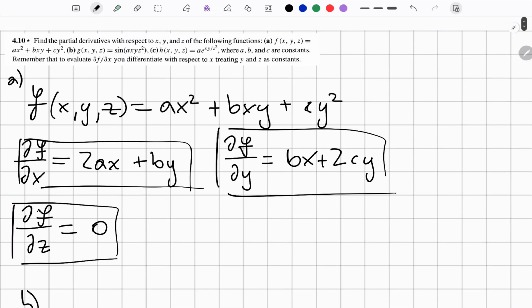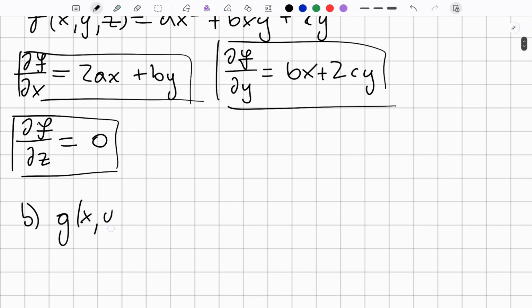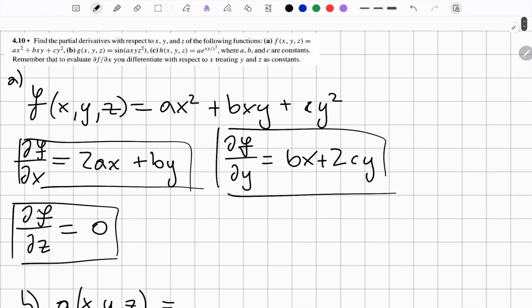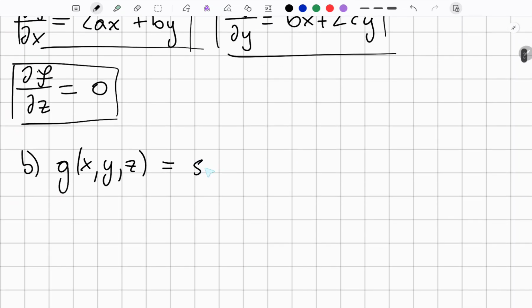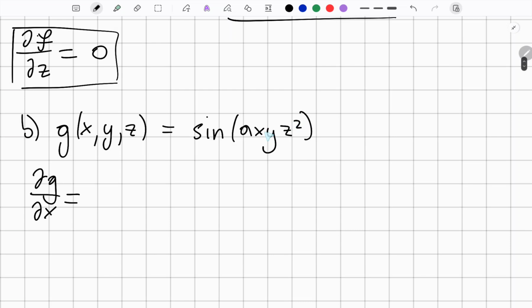For part B, the function they're giving us is g of x, y, and z is equal to the sine of ax y z squared. All right, so we're going to take the partial with respect to x, and this means that we're using the chain rule. Our x is inside of here, so we do have to do it. If there was no x inside of here, it simply would be 0.